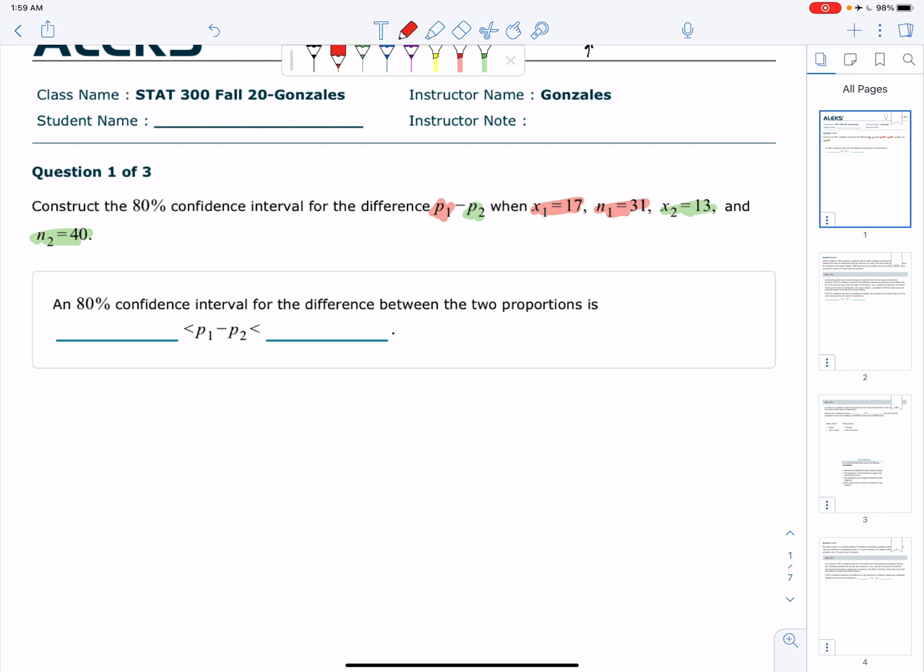So let's first figure out what is p hat from our first sample. That is going to be the proportion of our x sub 1, which is the people of interest, 17, out of the sample size on the first sample, which is 31. We divide that and we get a long number that we'll round to 3 places. How about 0.548?